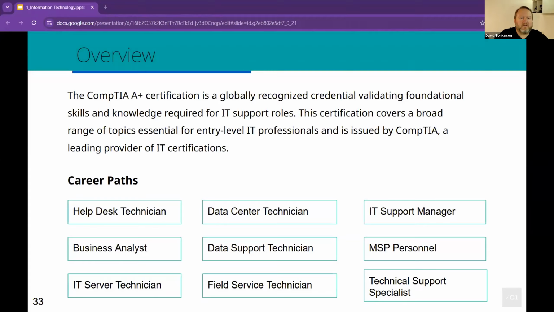A CompTIA certification is a globally recognized certificate. It's a foundation skill in IT knowledge and IT support roles. They say the career path basically is IT help desk, data center technician, business analyst, IT server technician, field service. You can see a lot of those match what we are doing. MSP personnel is managed service provider personnel, so anyone who's managing a service for you. The jobs it targets are pretty similar to the ones that we have.